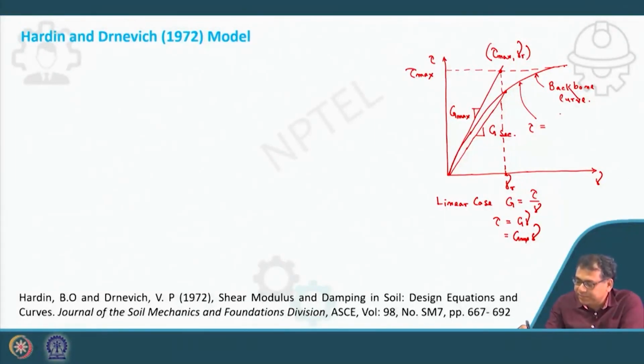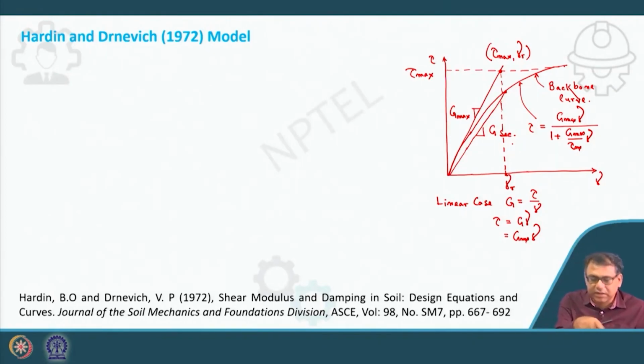Now, here it is represented by G max into shear strain, same as the linear model, but divided by 1 plus G max by tau max into shear strain. So, this is now my stress-strain relationship. For linear it is simple: tau is equal to G max into the shear strain. Shear stress is equal to G max into shear strain.